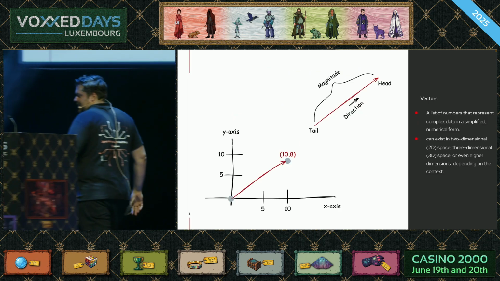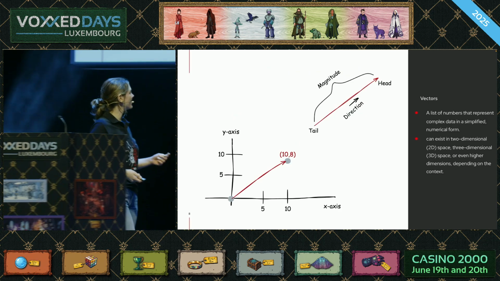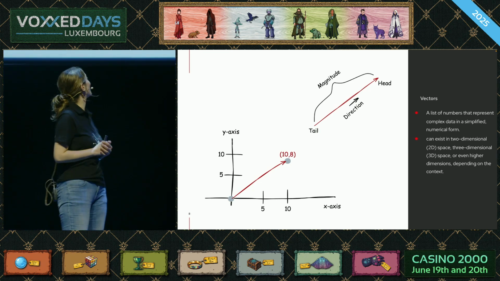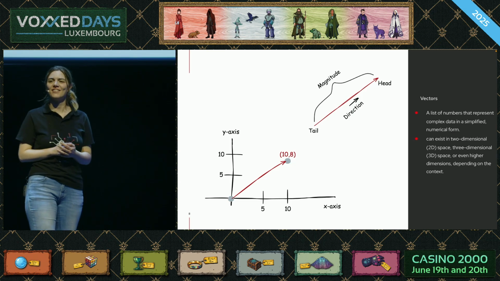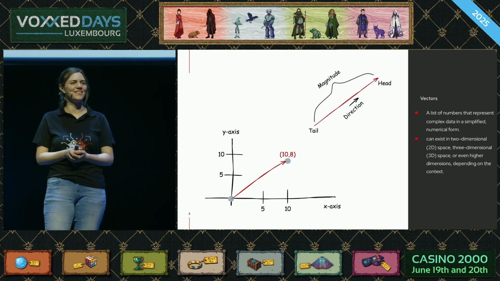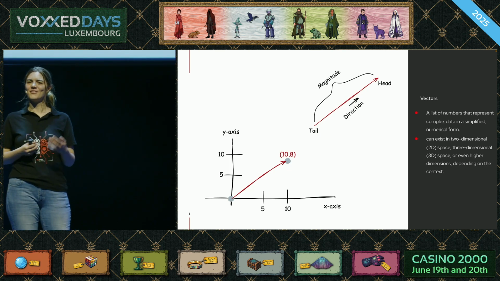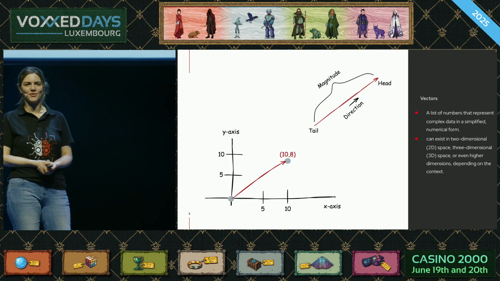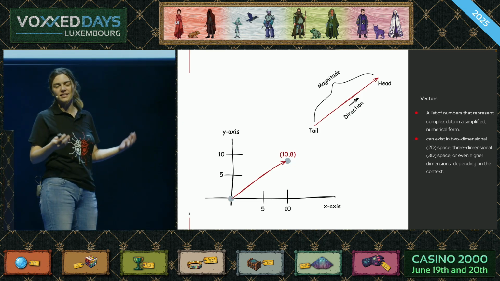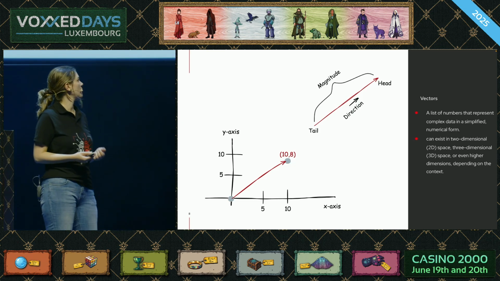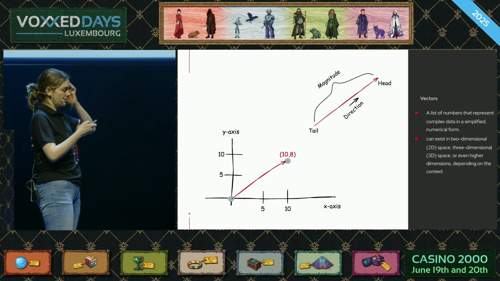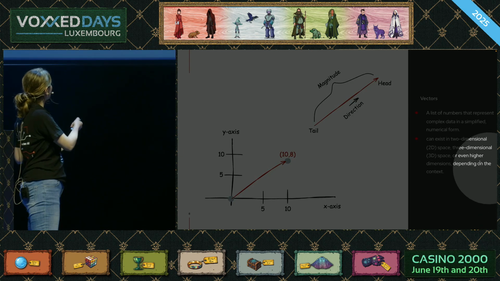Come here. So thank you. Yes, so now let's talk about vectors. Has anyone had some linear algebra classes in high school or university? Very good. So you might be familiar already with the concept of vectors. So what is a vector? It's really a list of numbers which represents data in a simplified form. I have added here some visuals. Okay, very good, it works.